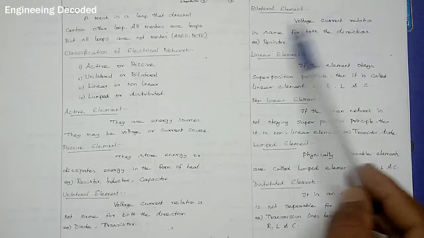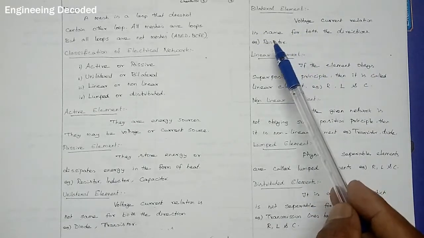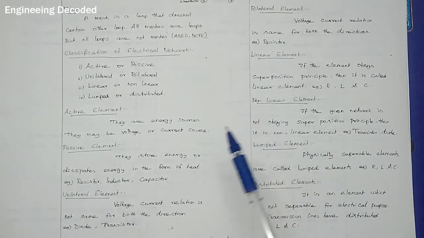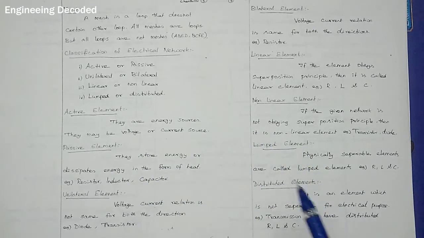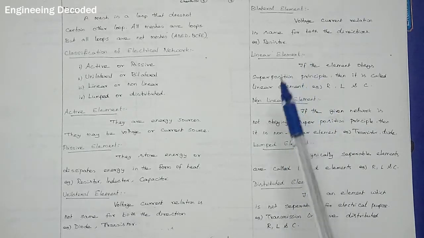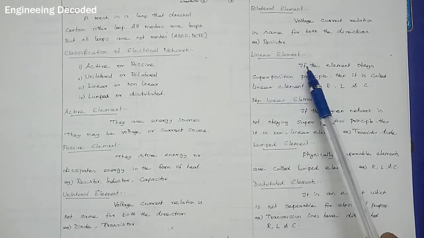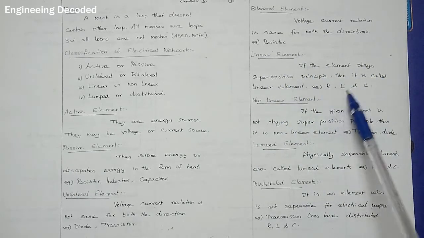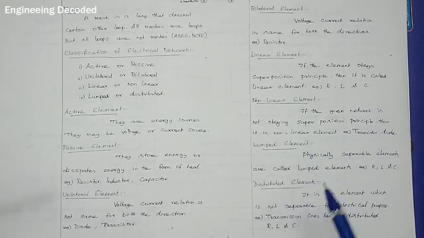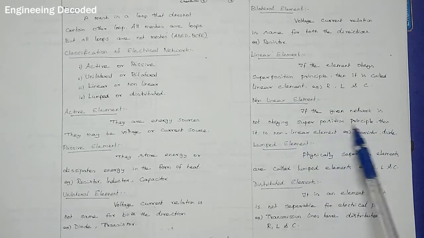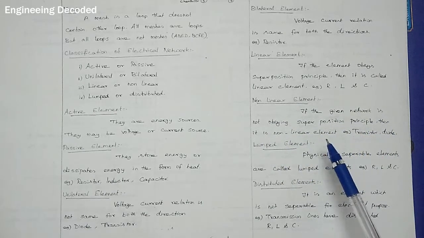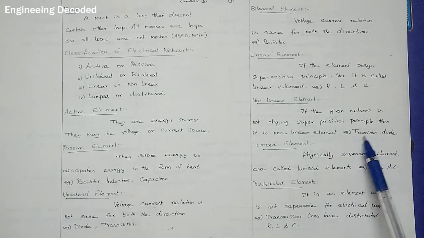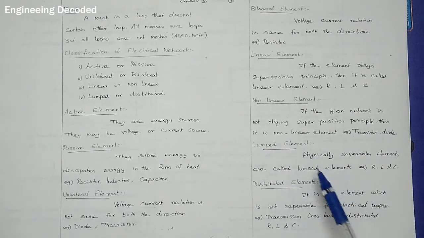Bilateral element, voltage current relation is same in both the direction. Example, resistor. You know a resistor, you can place the resistor in any direction, it will resist the flow of current. Next, linear element. If the element obeys superposition principle, then they are called linear elements. Resistor, inductor, capacitor are the examples. Then non-linear element. If the given network is not obeying superposition principle, then it is called a non-linear element. Example, transistor, diode.